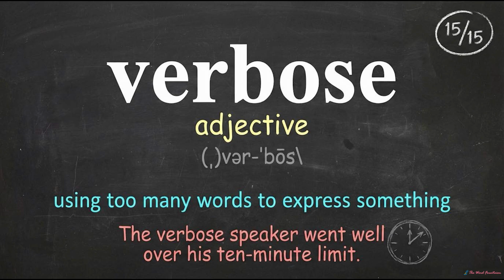So how is this different from discursive? Great question. A discursive speaker is lost, they're wandering off topic. A verbose speaker might be perfectly on topic, but they use 50 words when 5 would have been fine. So you can be verbose and categorical at the same time. Oh, absolutely. You can spend an hour screaming no in 1,000 different ways.